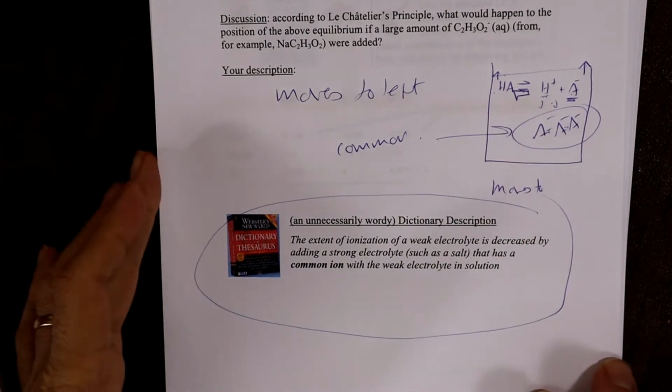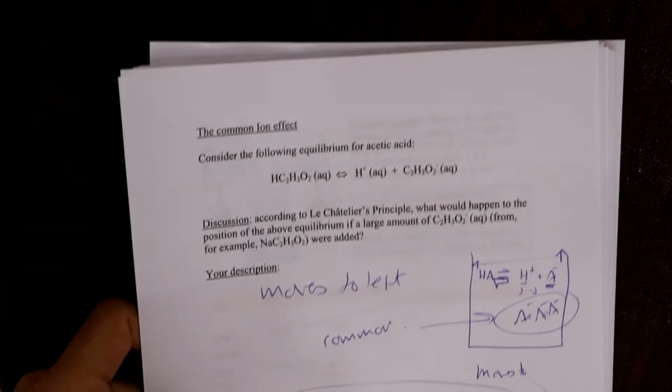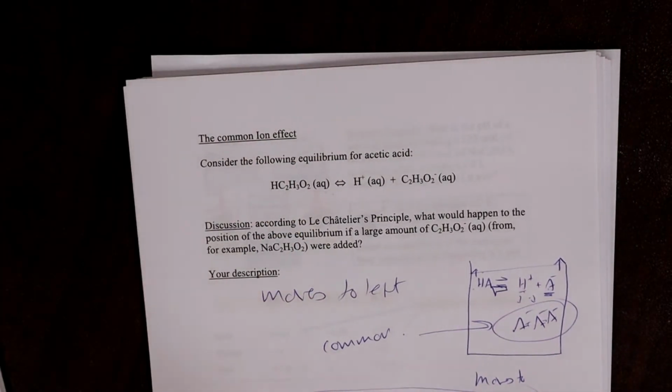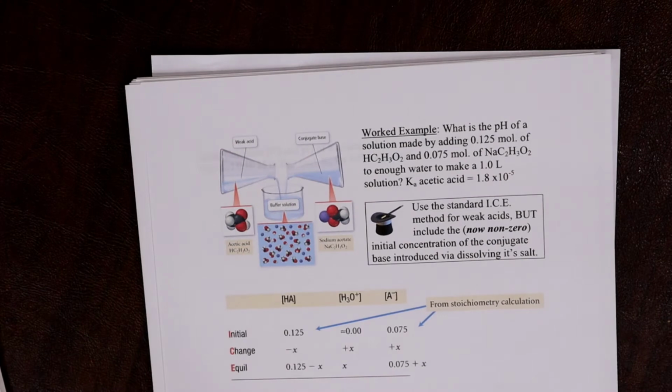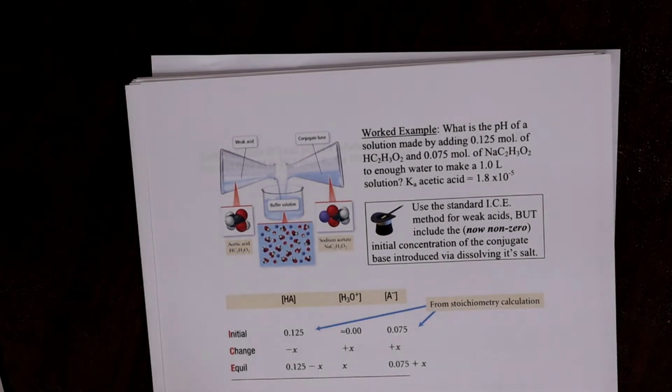That's all you need to know, and that is the fundamental basis of the buffering effect. Because we can remove H plus, makes sense, right? So remove H plus, we maintain pH. All right, now here's a worked example. Let's go through this nice and slow together.